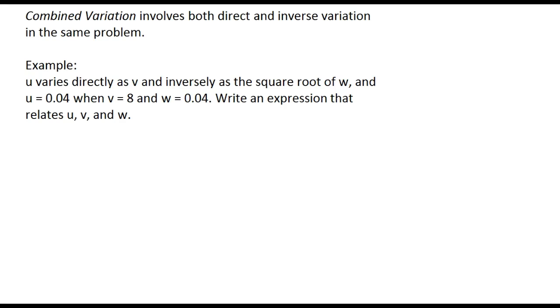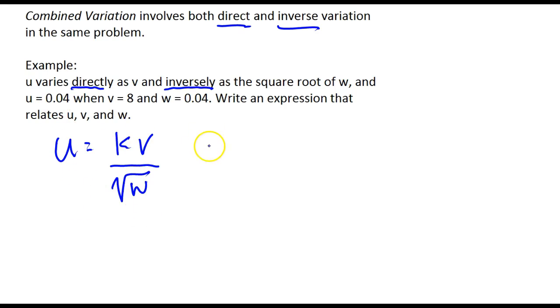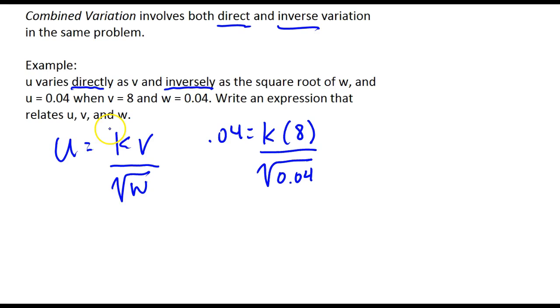And finally, we have something called combined variation. In that kind of problem, you have both direct and inverse variation happening at the same time. Here's an example. U varies directly as V and inversely as the square root of W. Let's write out our equation here. U equals K times V, because it's directly as V, divided by the square root of W, because it's inversely as the square root of W. And U equals 0.04 when V equals 8 and W equals 0.04. Write an expression that relates U, V, and W. In other words, let's find K. So I'm going to go 0.04 times the square root of 0.04 divided by 8 to get K.